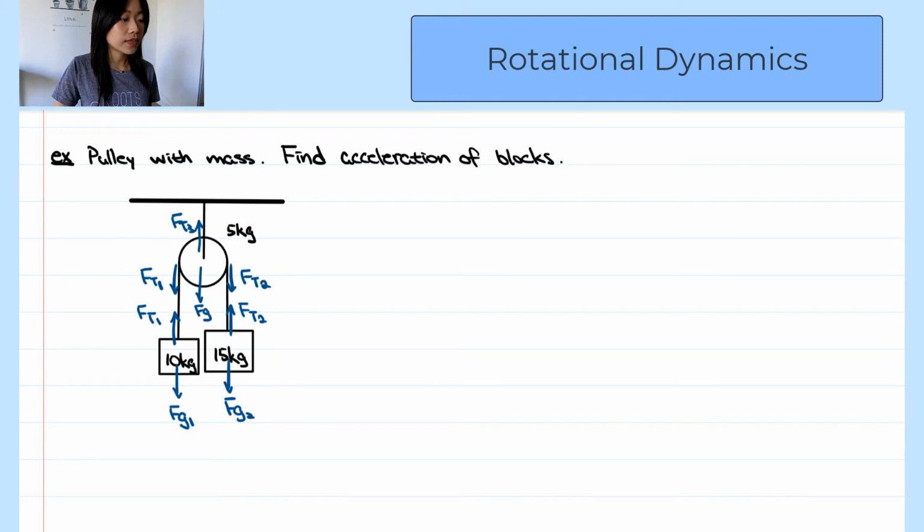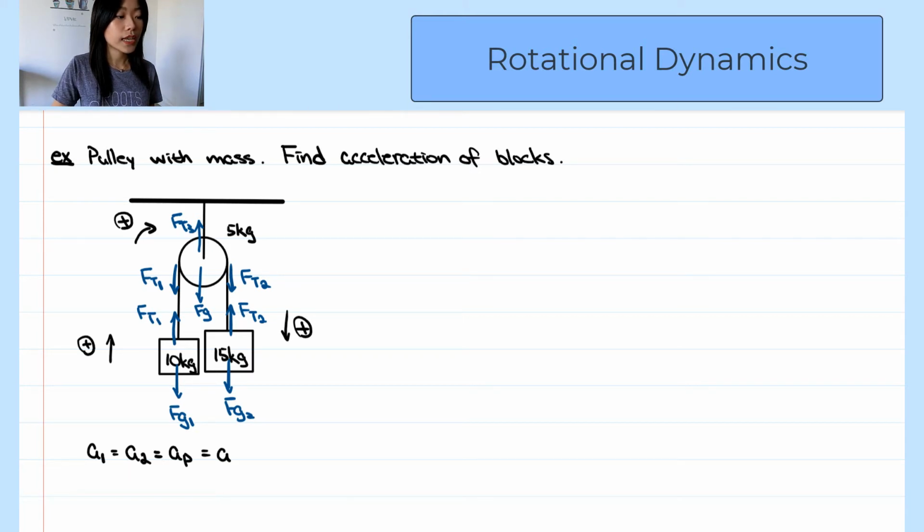Now let's define the positive direction. For the 10 kilograms, I'm going to define positive as upward, and for the other block, I'm going to define downward as positive. For the pulley, I'm going to define clockwise as positive. And since everything here is attached, they'll have the same acceleration, which means the acceleration of the 10 kilograms equals the acceleration of the 15 kilograms, and this equals the tangential acceleration of the pulley. And I'll just call them a.